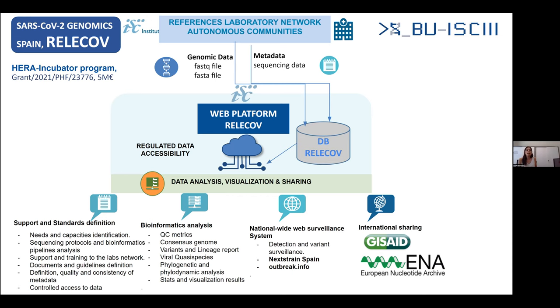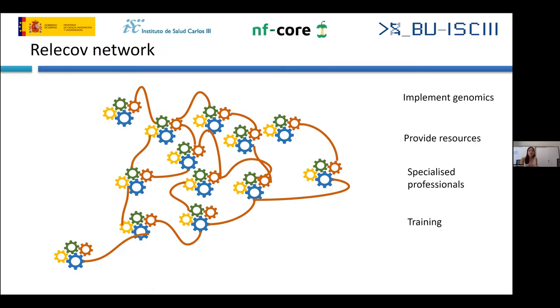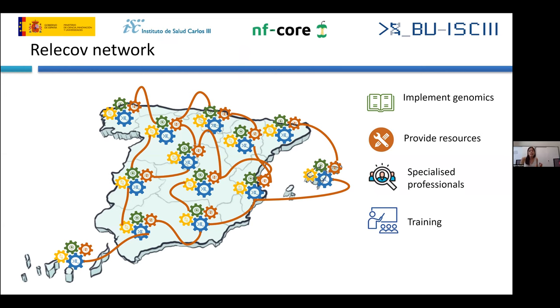Also, the idea is that we will give support and training to the different labs that are inside the RELECOV network. As you can see in this schema, there is at least one group in each of the autonomous communities in Spain included in the network. So, all together, we are going to create a national surveillance of SARS-CoV-2 and probably learn from this approach to extend it to other pathogens.